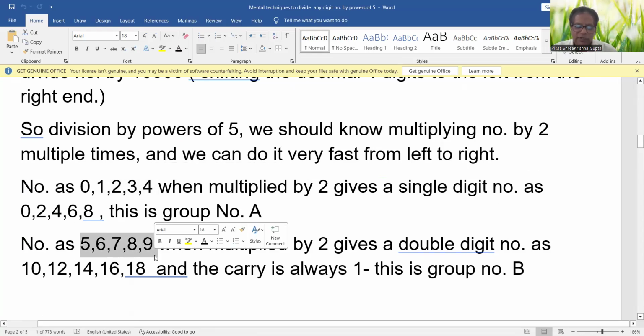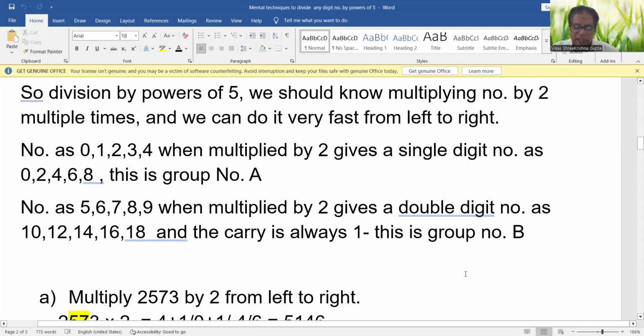Now, what is the difference between these two groups? When you multiply 2 by any number from group A, 0, 1, 2, 3, 4, you get the answer in a single digit, just like 4 into 2 is equal to 8. But when you multiply 2 by any number from group B, 5, 6, 7, 8, 9, you get the answer in two digits. So 2 into 5 is 10, 2 into 6 is 12, 2 into 7 is 14, 2 into 8 is 16, 2 into 9 is 18. So the answer is always in two digits. But the beautiful part is that the carry is always 1.